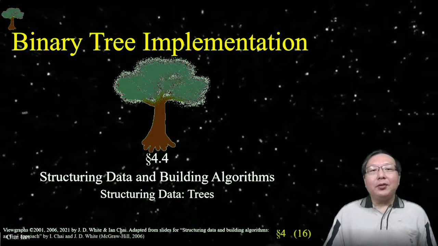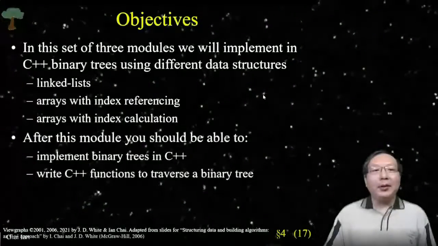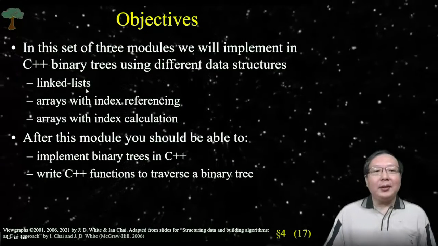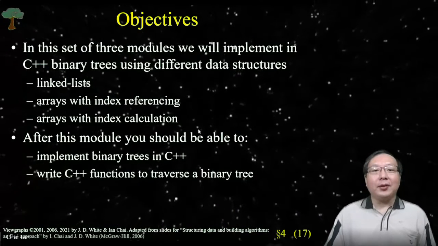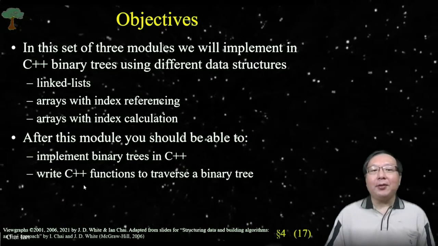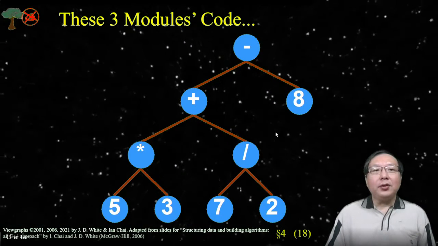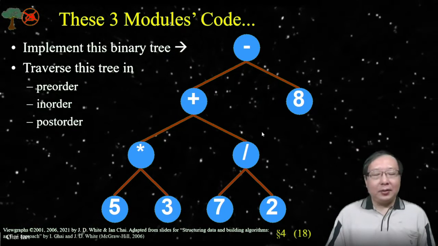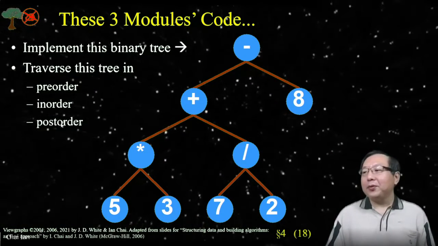Okay, so anyway, to implement binary trees, we have 3 modules we will implement in C++ using different data structures. First one is using linked lists. Another one is using arrays with index referencing, and another one is using arrays with index calculation. So after this, you should be able to implement binary trees in C++ and write C++ functions to traverse a binary tree. So these 3 modules will implement the same binary tree in 3 different ways, and will traverse the tree in pre-order, in order, and post-order.